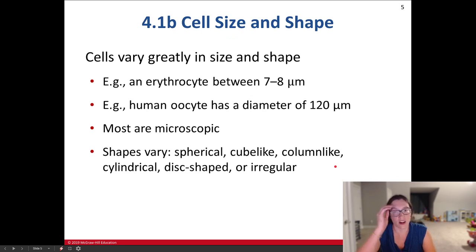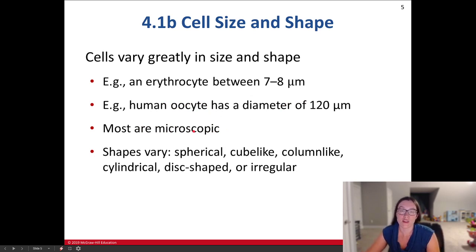So our cells vary in shape and size. An erythrocyte, or a red blood cell, is between 7 to 8 micrometers, whereas a human oocyte, which is the egg, which is the biggest, has a diameter of 120 micrometers. So there's a lot of difference between different types of cells. Most of them are microscopic. Sometimes, like the oocyte is just big enough, you could see it with the naked eye. It's the biggest cell, but most of the rest of them are going to be microscopic.